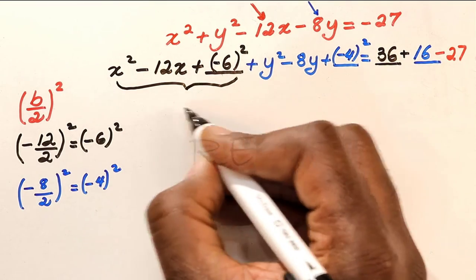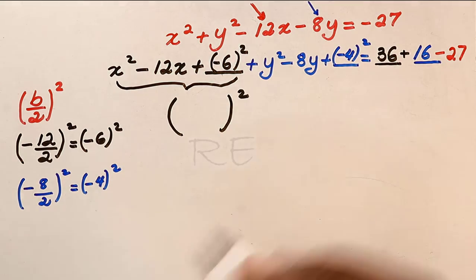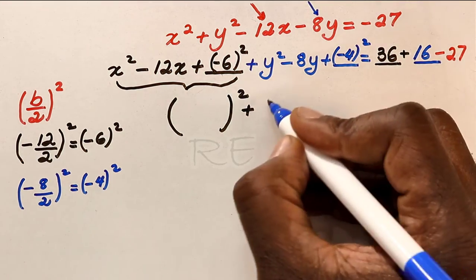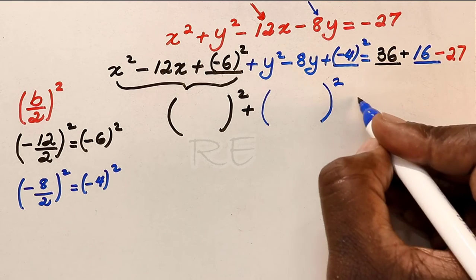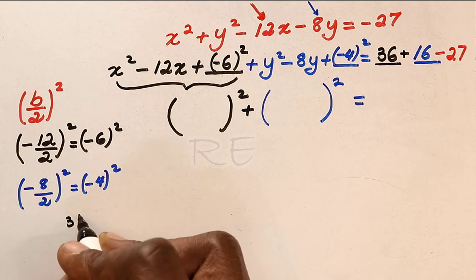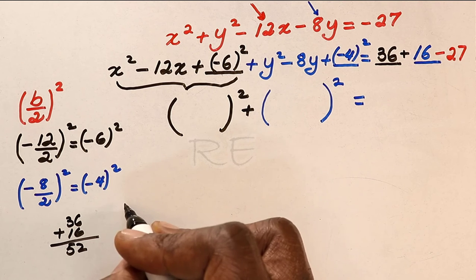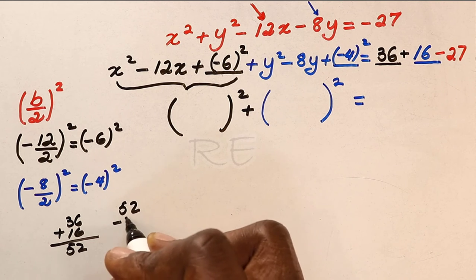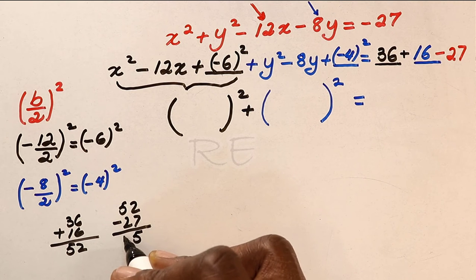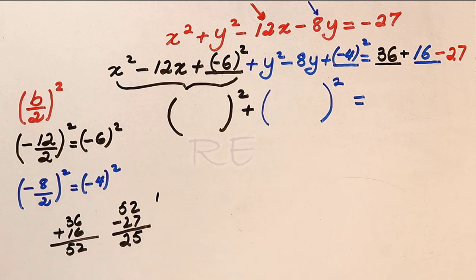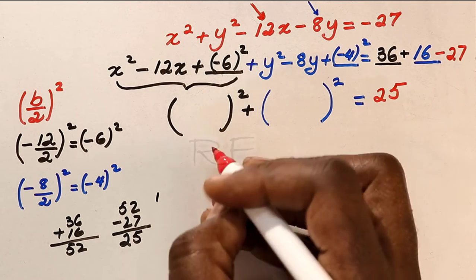Now, the first trinomial is a perfect square, and the second trinomial is also a perfect square. Let's just add the constant 52, 25. So this is 25.